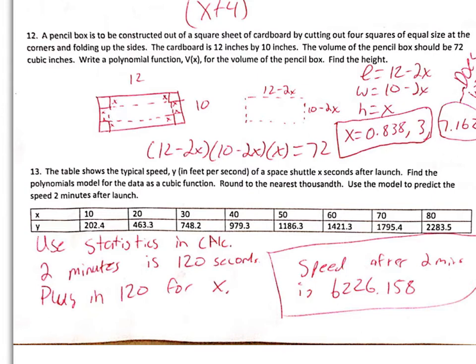And so I plugged it in my calculator. Remember, you have to subtract 72 to the other side. And there were 3 answers. I tested them out, and only 2 of them worked. So both of them could be the height. We don't know which one it is.